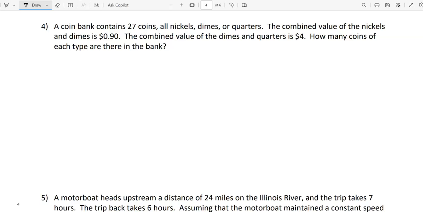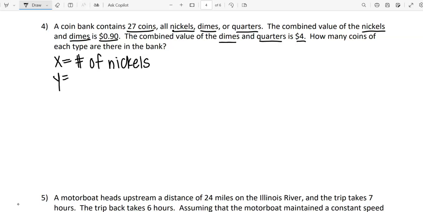A coin bank contains 27 coins, all nickels, dimes, and quarters. Ooh, interesting. The combined value of the nickels and the dimes is 90 cents. The combined value of the dimes and the quarters is $4. How many coins of each type are there in the bank? What's X going to be equal to? What do we not know? The number of nickels. That's a great place to start. Number of nickels.